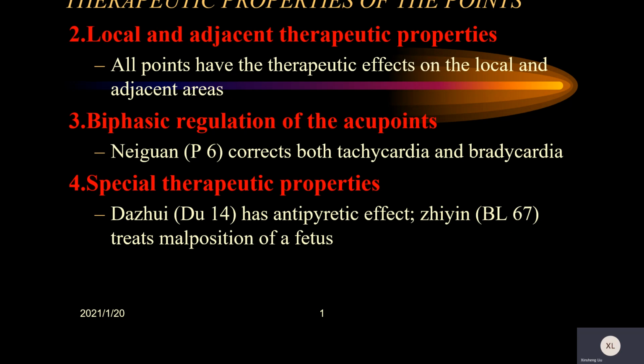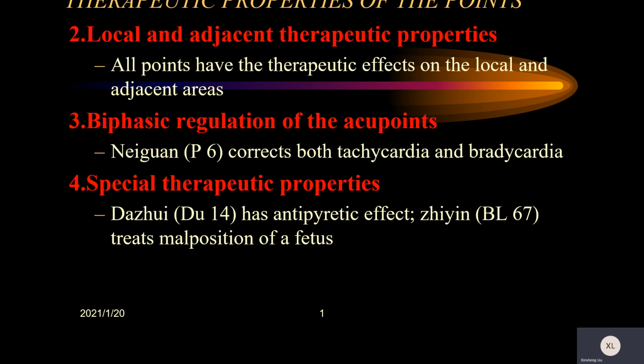Second, some acupoints may have just local and adjacent therapeutic properties. That is still very useful. All points have a therapeutic effect on the local and adjacent areas. For example, a lot of people suffer neck disorder, stiff neck, and also arm numbness because the nerve is compressed due to neck disorder. We can add local points: Bladder 10, GB20, and Bladder 11. These local points benefit the neck, and the shoulder as well.